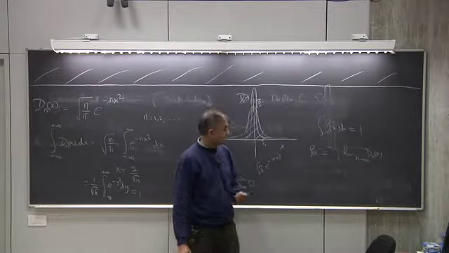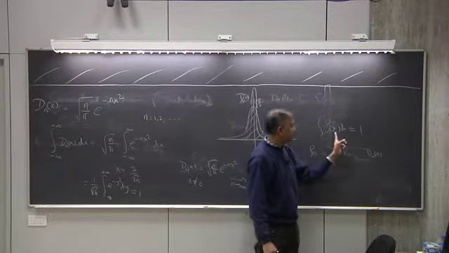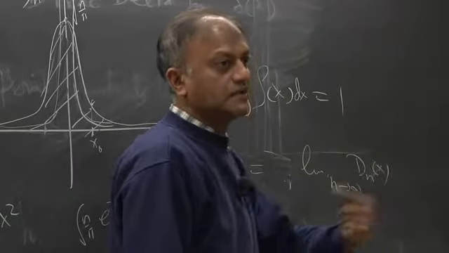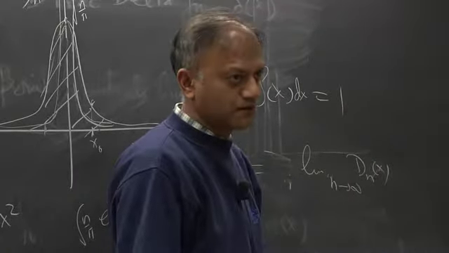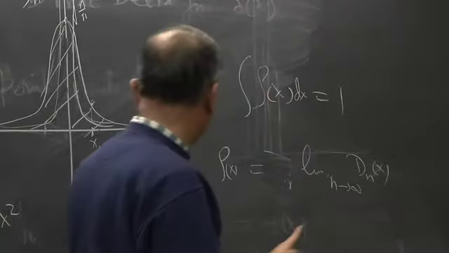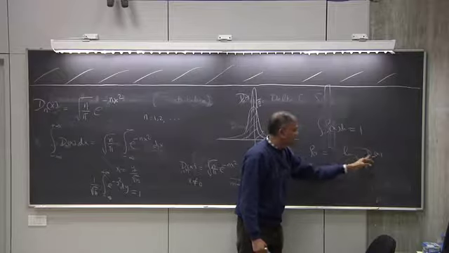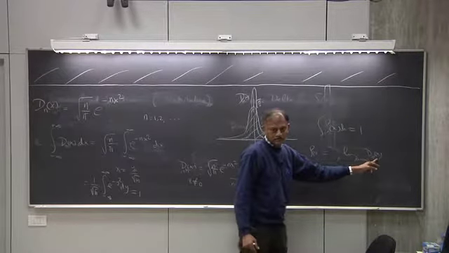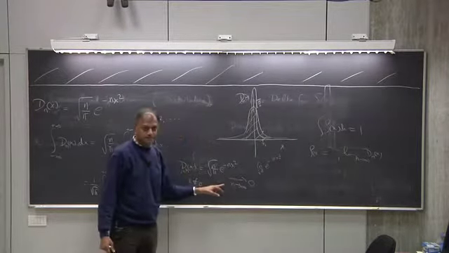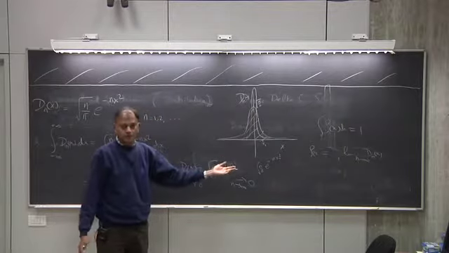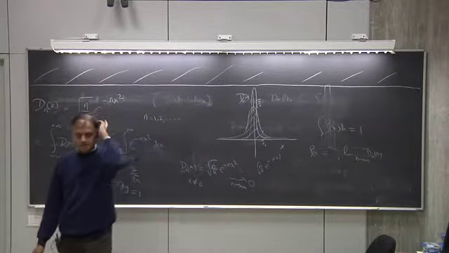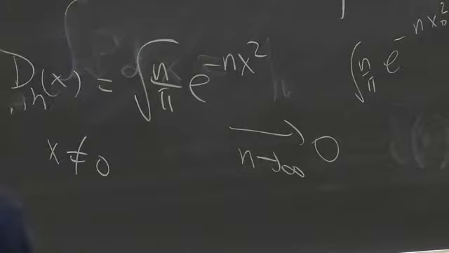Because for every d_n, when I do this integral, it is 1. So in the limit as n goes to infinity, again the integral is 1. But at the same time, it has the property that in this limit, this is 0 for any non-zero value of x, as we see here. This goes to 0. So it has the right property. This is the way of taking the point particle limit, but at the same time having a non-zero charge.